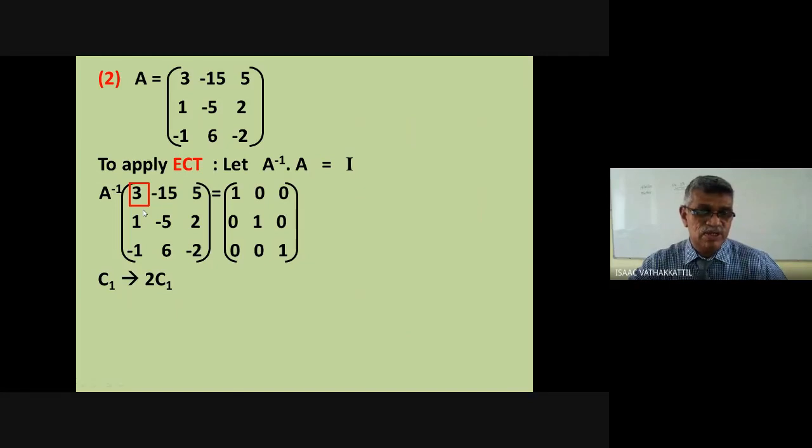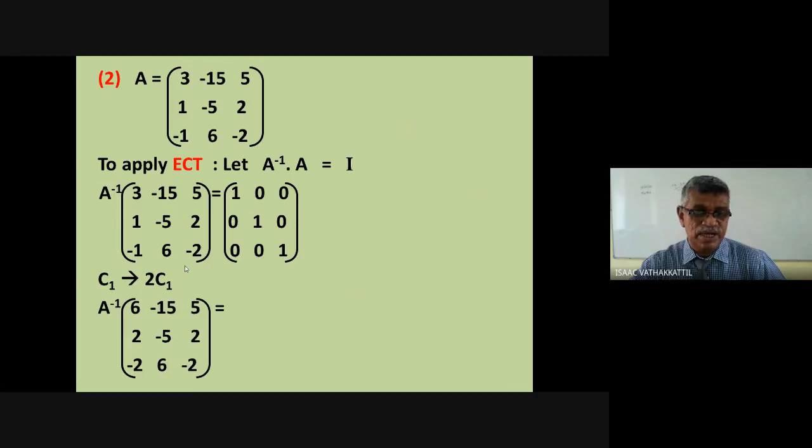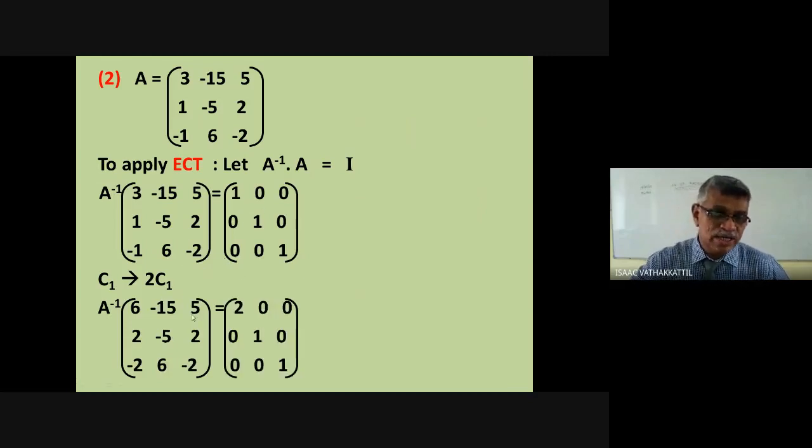An easier way, instead of dividing directly by 3 as I did in the previous case, I can change C1 to 2C1. So this becomes 6, 2, minus 2, the remaining as it is. Here also C1 changes to 2C1. Now I can easily make this 1. C1 changes to C1 minus C3. So 6 minus 5 is 1, 2 minus 2 is 0, minus 2 minus 2, 0.